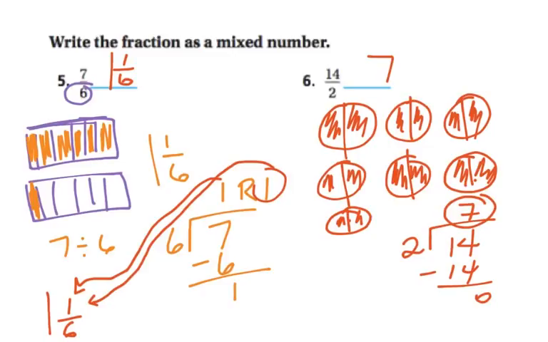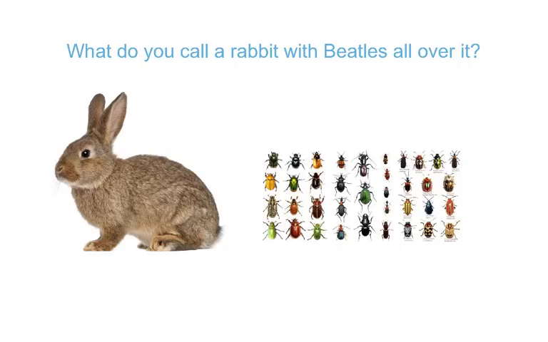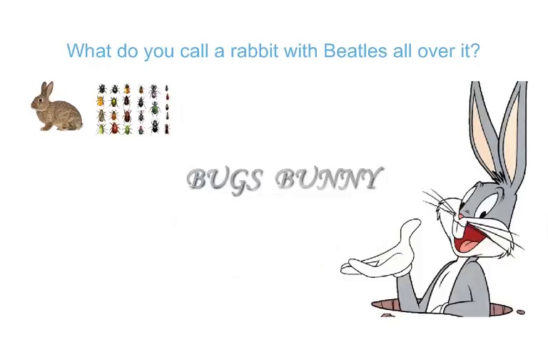Okay, if you need to still keep working, press pause on the video. Otherwise, we're going to get into joke number 2. What do you call a rabbit with beetles all over it? Y'all, the answer is not gross. Even though it probably would be gross. And it's also not dead, okay? You call it Bugs Bunny. Ha ha ha ha. Get it? Bugs are on a bunny.